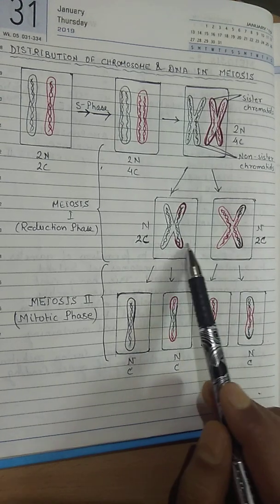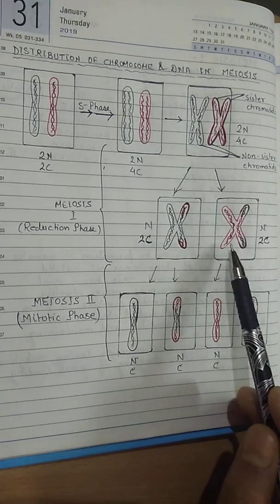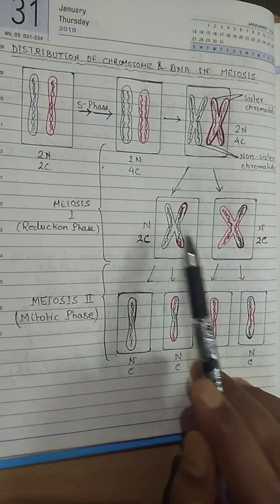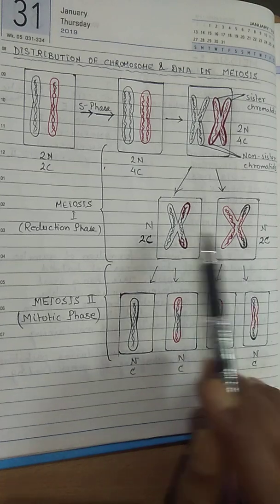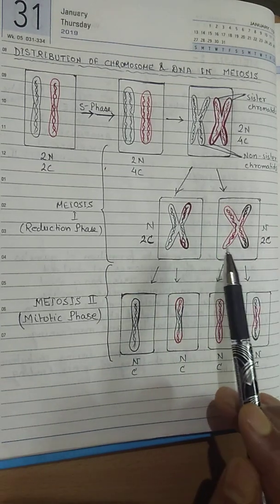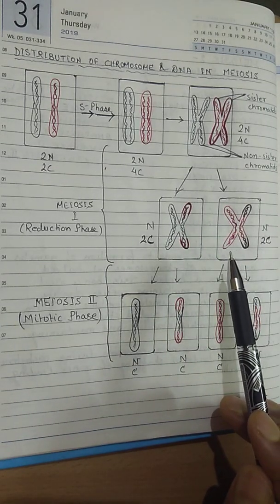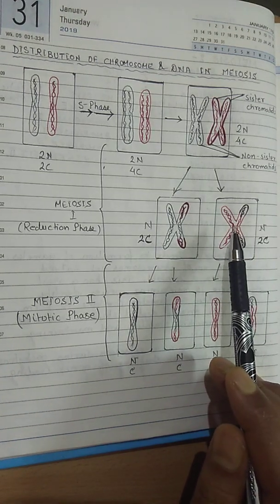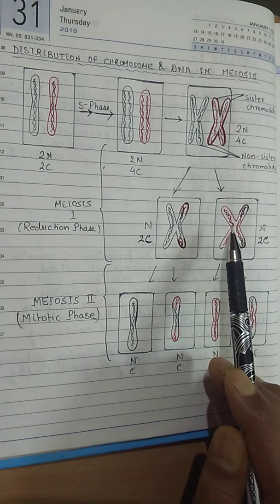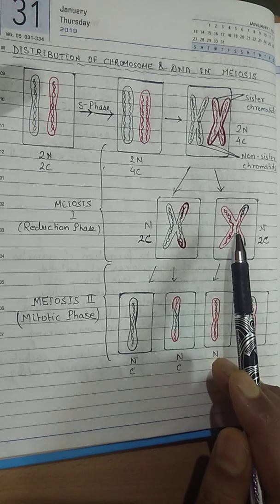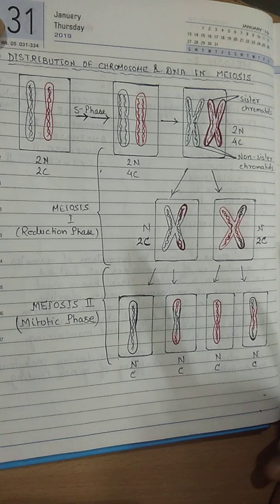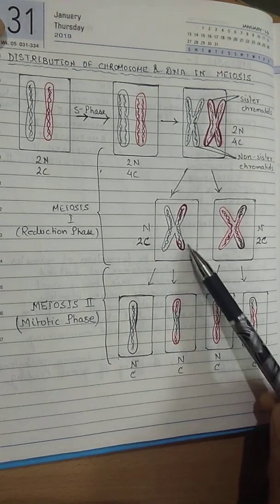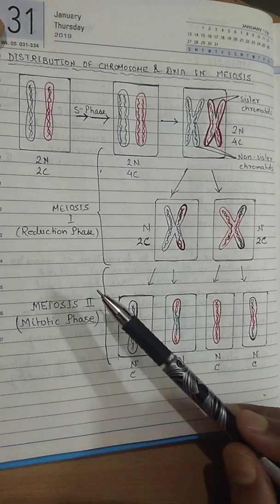If the DNA amount remains double, twice C, suppose there's a sperm and an egg and both fuse, chromosome number will be restored in the zygote, twice n, n plus n, but the DNA amount will become double the original amount. So that will no longer remain the particular species. The species quality, or properties, will totally change. This is the reason why the cells have to go through another phase, and that is meiosis 2.